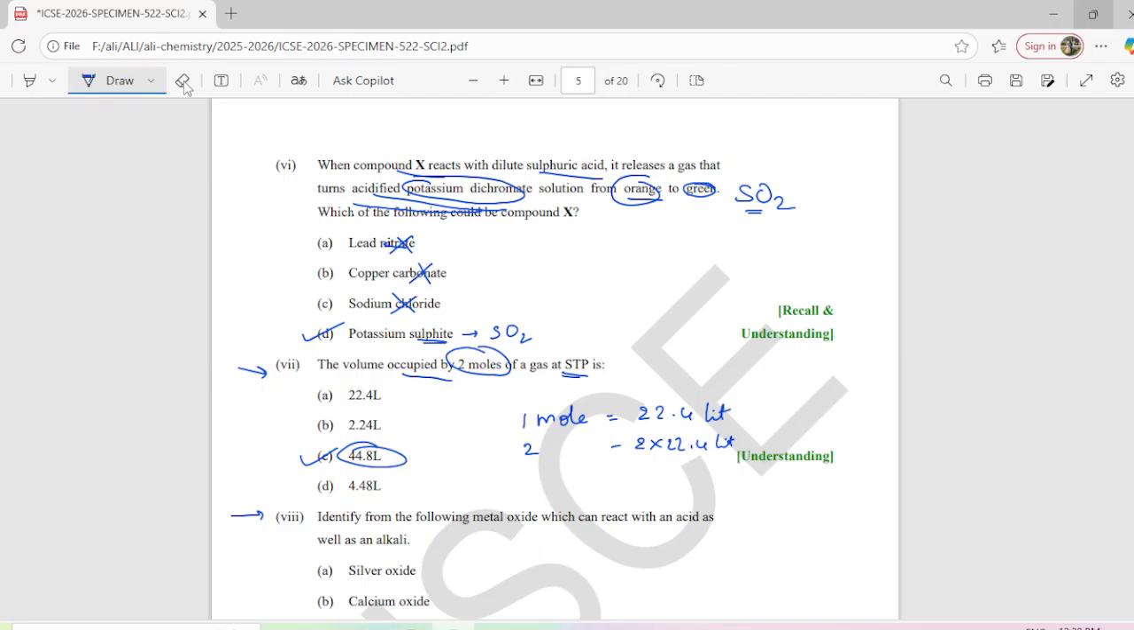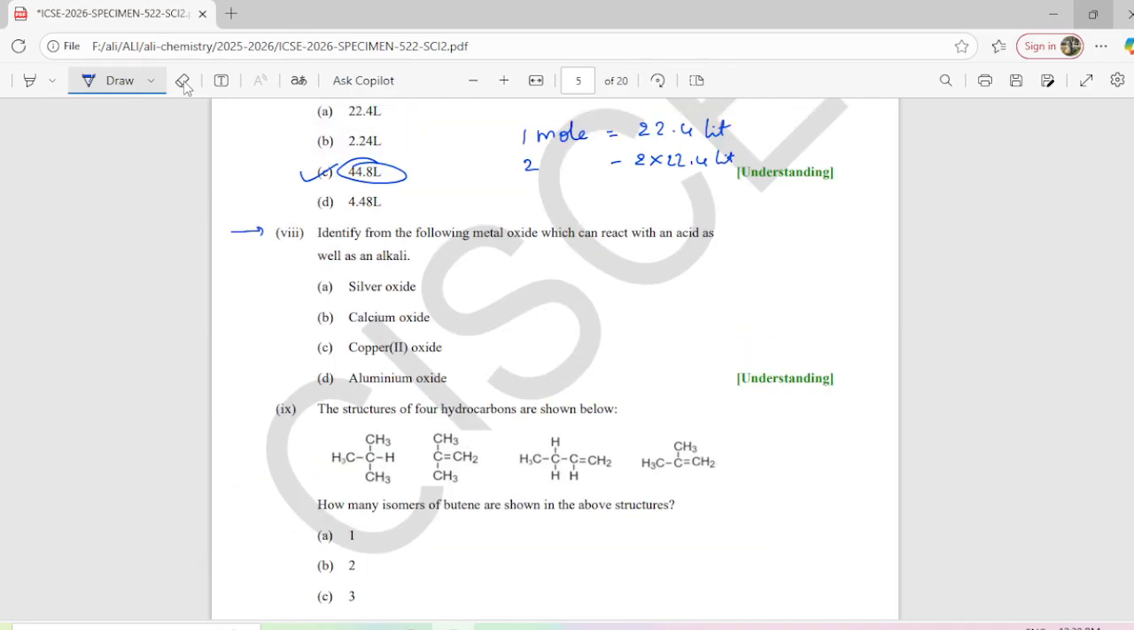Next, MCQ 8. Identify from the following the metal oxide which can react with an acid as well as an alkali. A metal oxide which reacts with an acid as well as an alkali must be amphoteric.